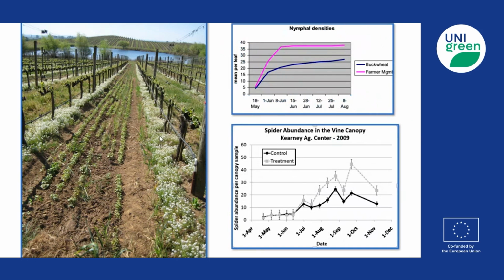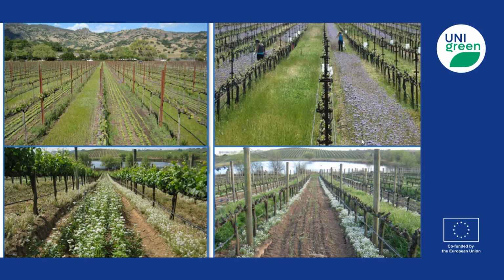For example, this is another vineyard where they have drip, because in the previous one we don't have drip. We have 24 hours sprinkler irrigation, and this one had drip, so we used the drip to plant the alyssum, and here is Fagopyrum. And also, as you can see, we were comparing the farmer's management with buckwheat. This is the abundance of spiders, and different examples of how farmers are increasing it using flowers during the summer.